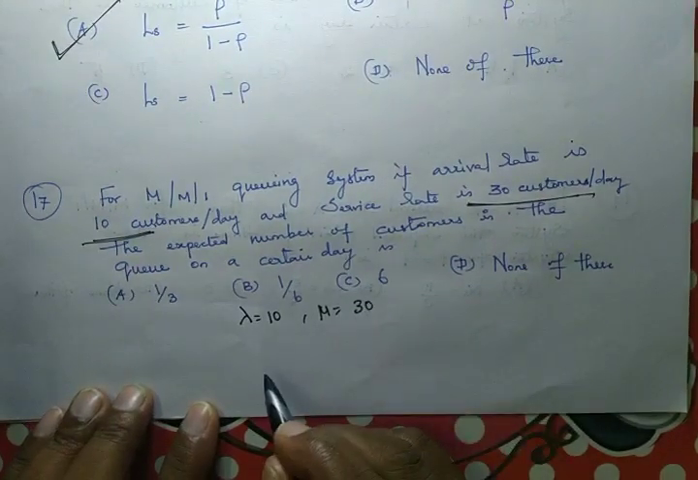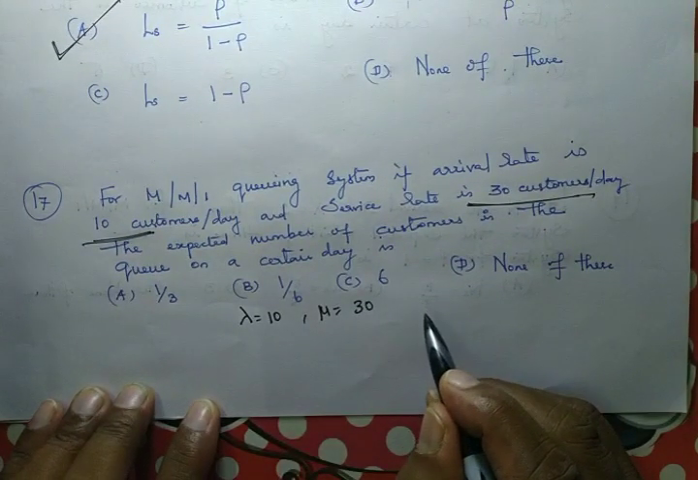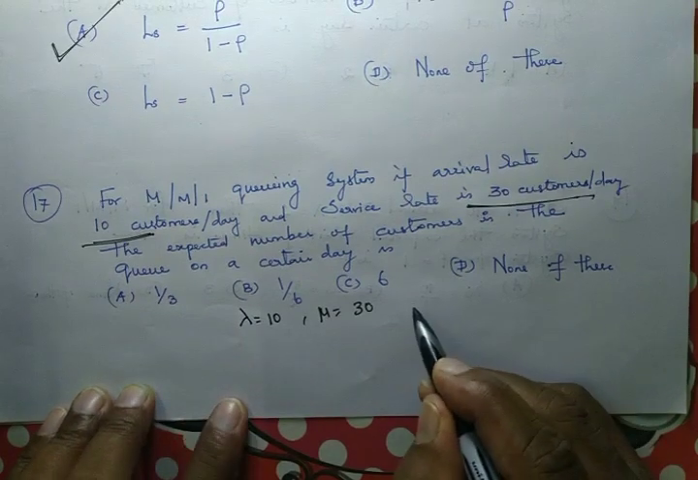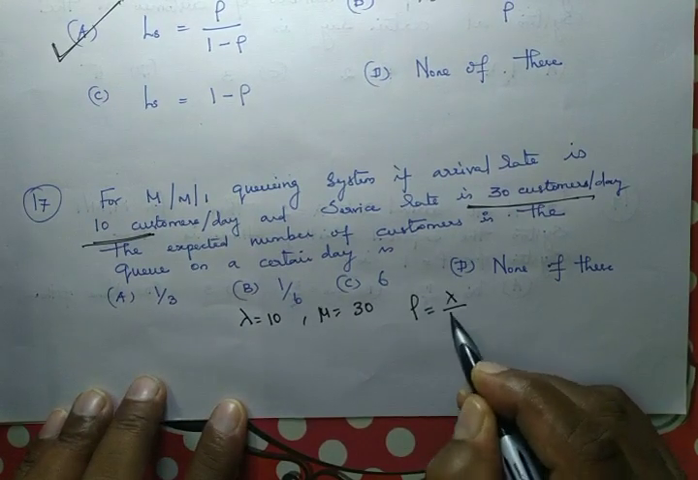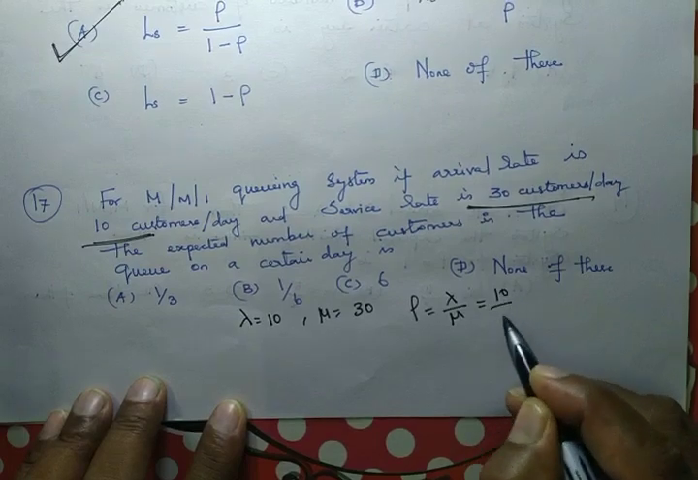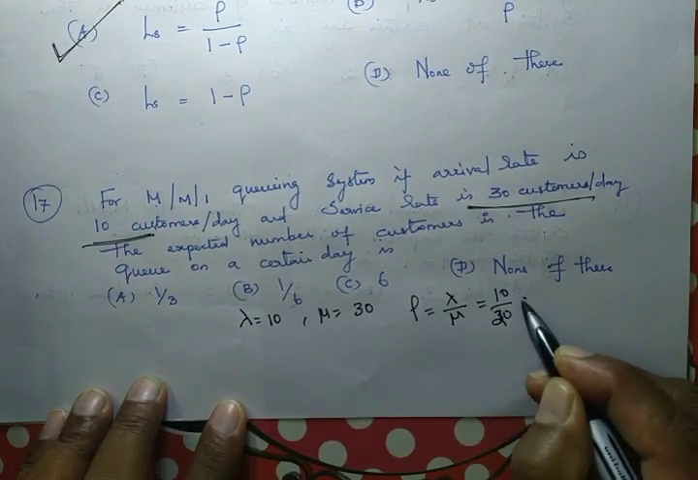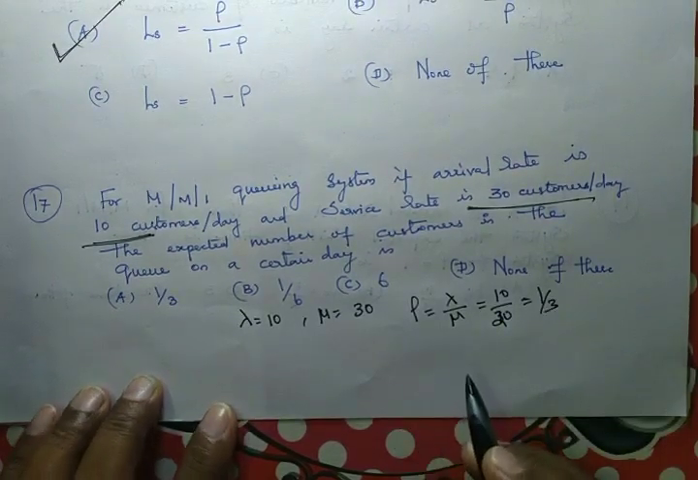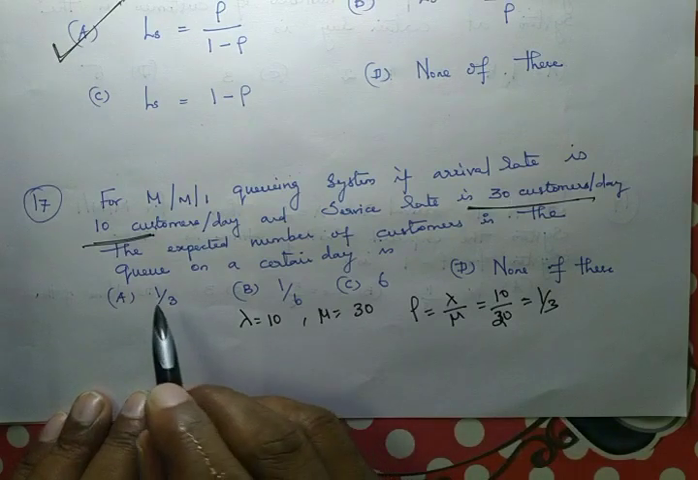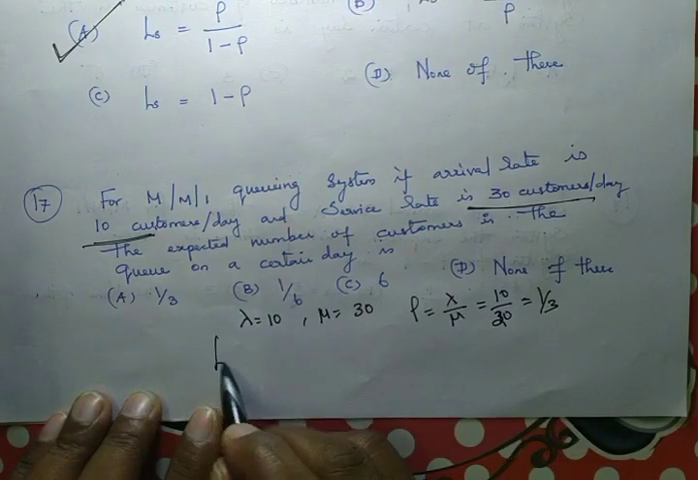Now our aim is to first find the traffic intensity. What is the traffic intensity? It is equal to lambda by mu, 10 by 30, equal to 1 by 3. Therefore, the traffic intensity is 1 by 3. Our aim is to find the length of the queue, LQ.